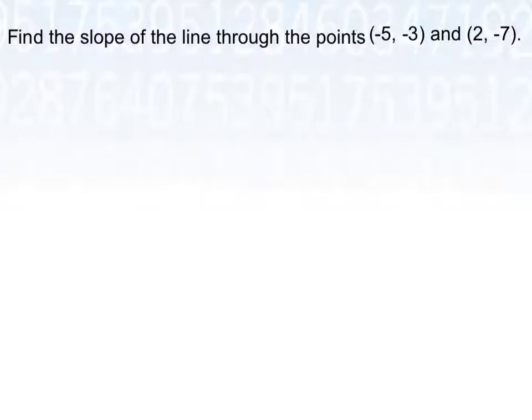Find the slope of the line through the points (-5, -3) and (2, -7). There are two ways to do this.